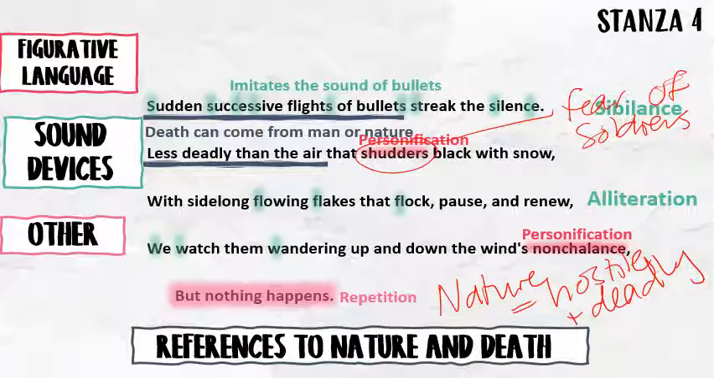So hopefully going through that process of looking at the nouns, the verbs, the adjectives, the sensory imagery, figurative language and sound devices and anything else, hopefully that has helped you to have greater confidence in finding the patterns and finding interesting language choices that Owen has made.